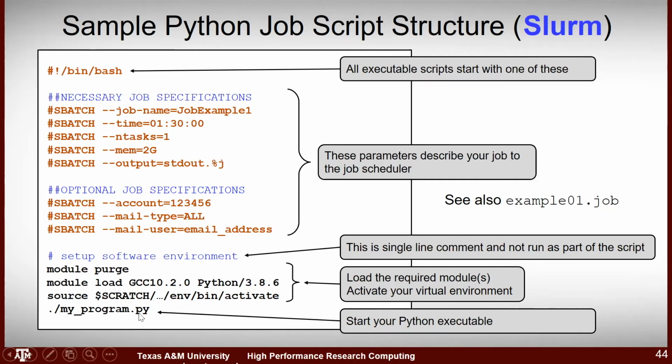And then finally, we have the executable. In this case, I used the ./ notation to say, execute this file, myprogram.py, just a Python executable. There's no actual myprogram.py, it's hypothetical. So we're gonna go over what these individual components mean. And also, if you want to review a file like this one, we have the example o1.job file that's in the directory we're going to look at in a bit.